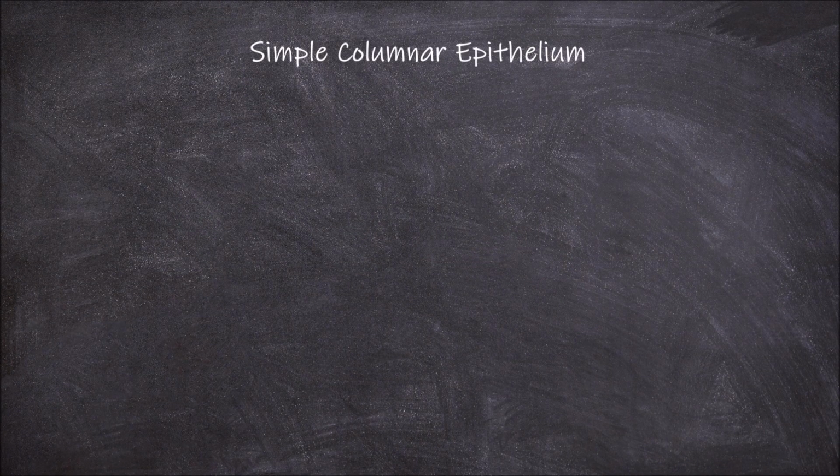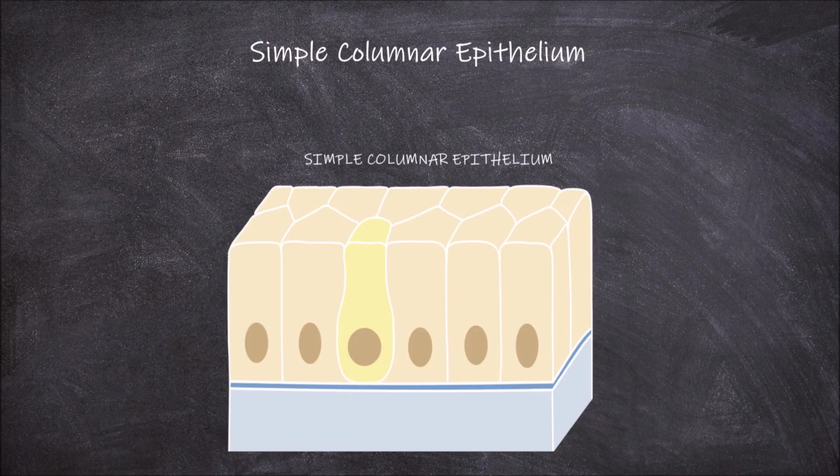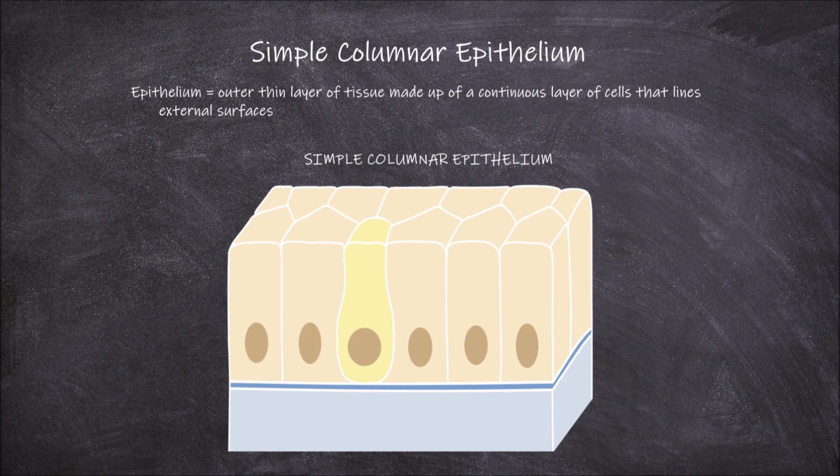In this video we're going to go over what simple columnar epithelium is. The epithelium is the outer thin layer of tissue made up of a continuous layer of cells that lines the external surfaces of the body, organs and blood vessels, in addition to the internal surfaces of the hollow organs within the body. There are several types of epithelium found lining the surfaces of the body.